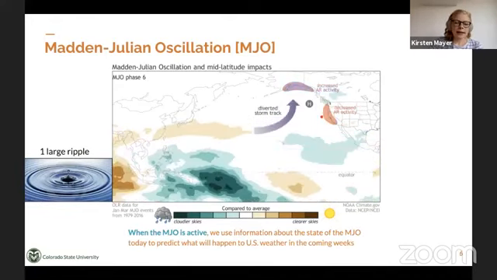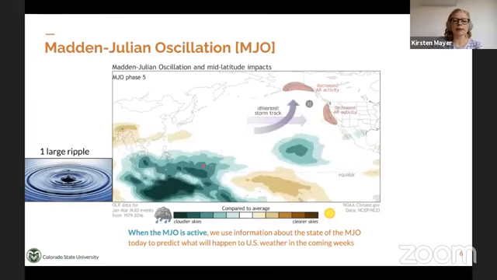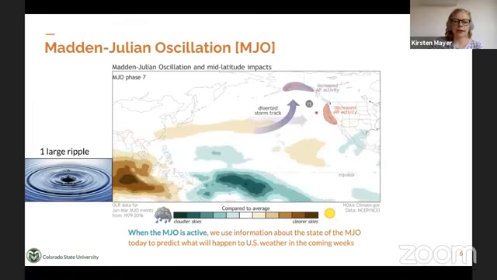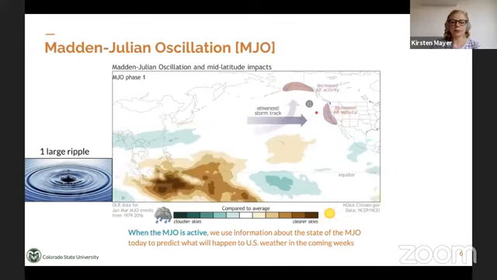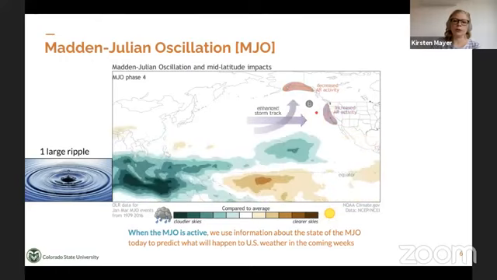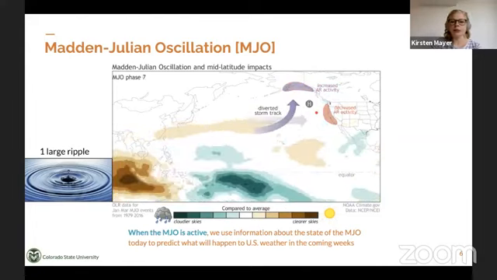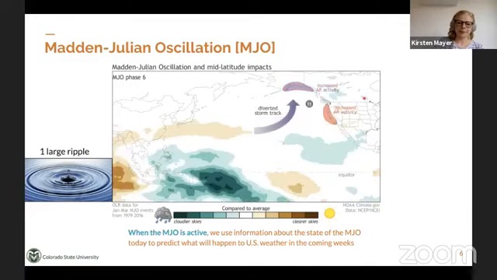But when the MJO is active, you can think of it as one large ripple, where this ripple propagates into the Northern Hemisphere and can start impacting our weather. And there have been studies to show that the MJO leads to consistent and coherent weather patterns over the United States. So when the MJO is active, we can use the information about the state of the MJO to predict what will happen to weather in the United States, North Atlantic, and Europe.